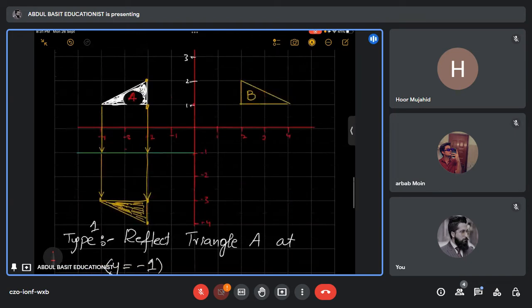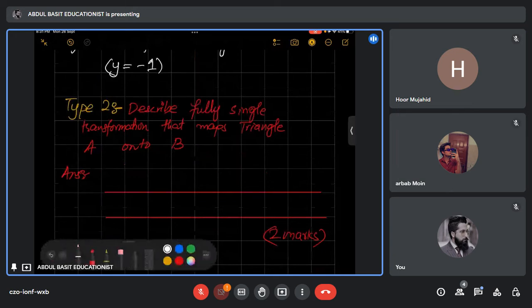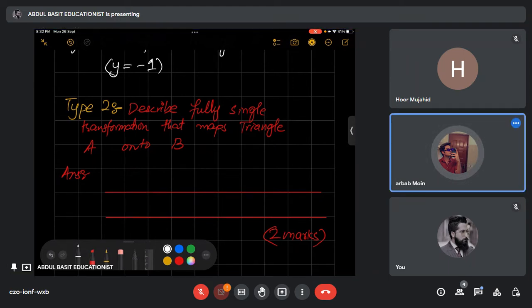So tell me what happened here. What is the name of the transformation by which triangle A can be mapped onto triangle B? Translation, sir. Yes, it's a translation. So it's a what? Translation, sir. Sliding way, no?